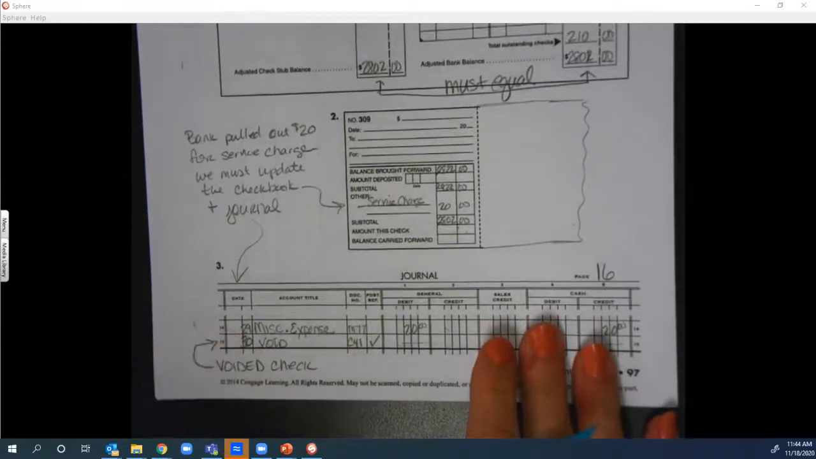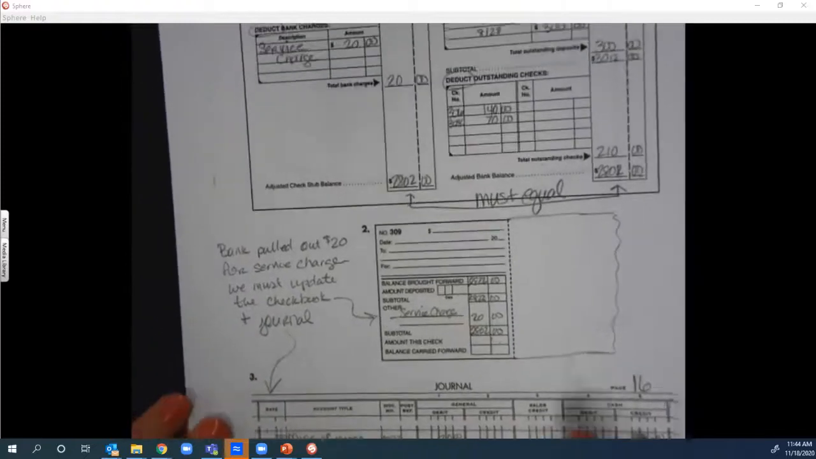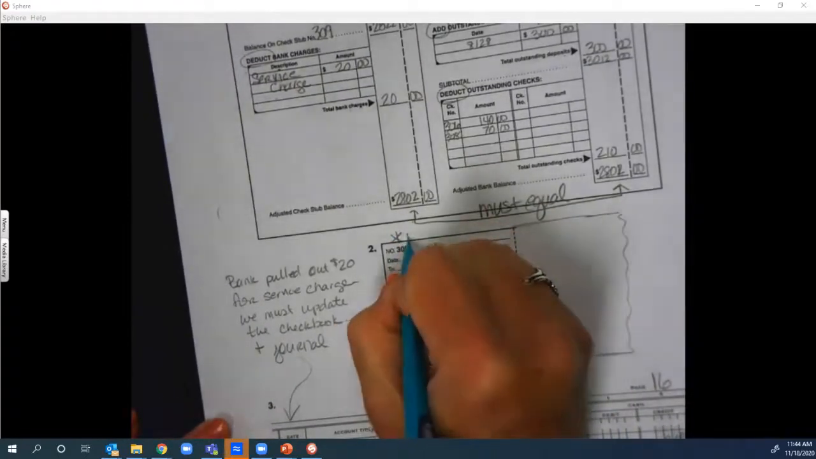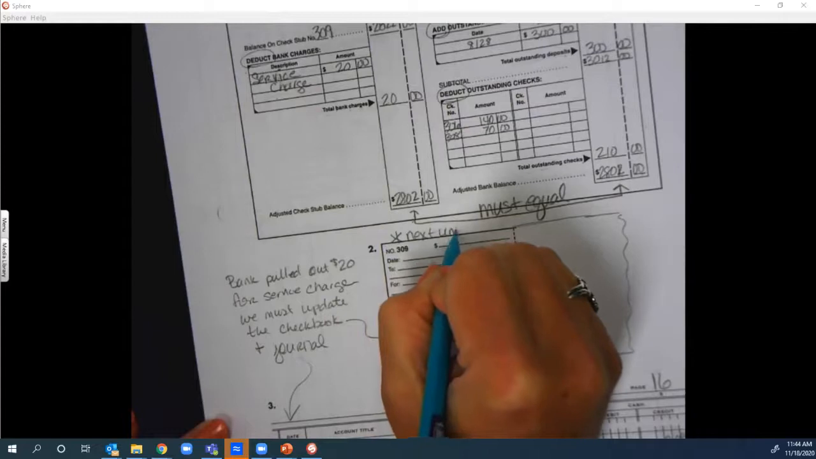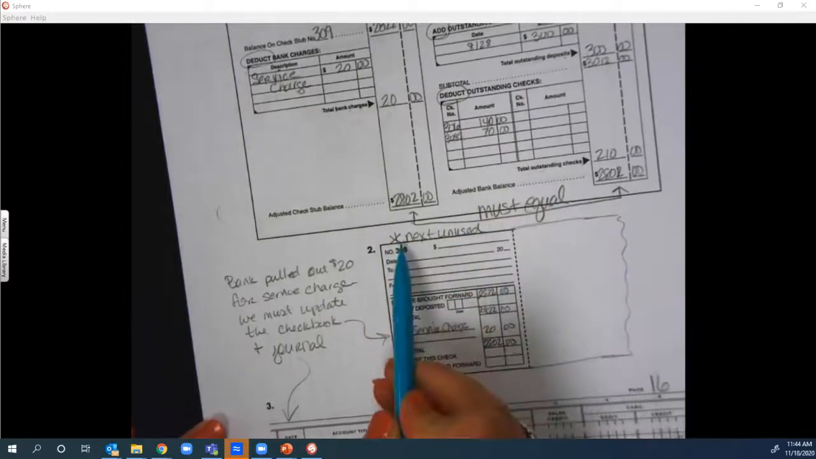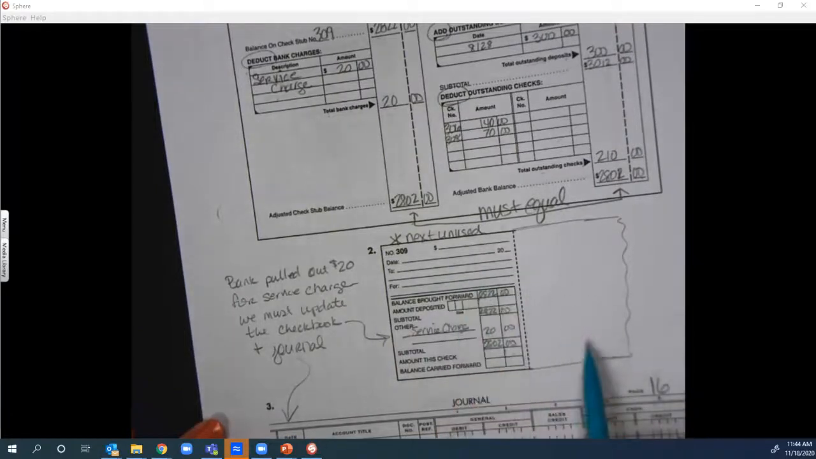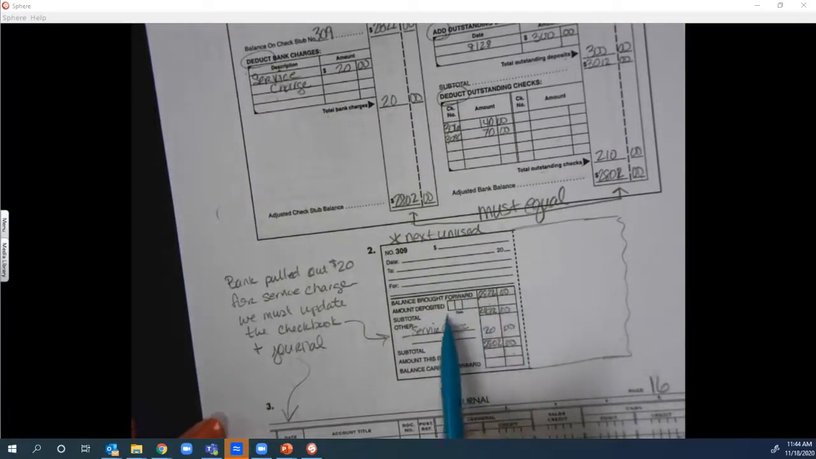Okay, let me just see if there's any other notes. Again, get used to the word next unused check stub, right? So 309 is the next unused because this hasn't been written out, the check hasn't been written out. We're just using this section to record some deposits or service fees.